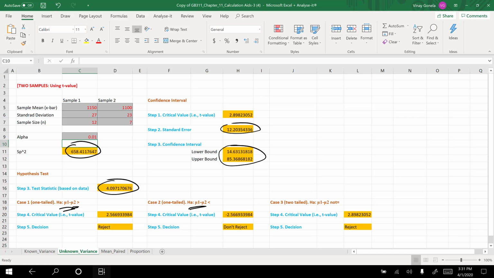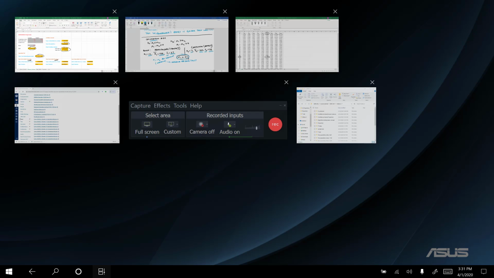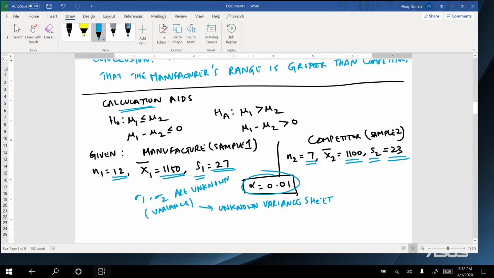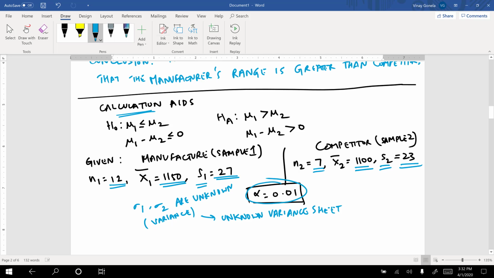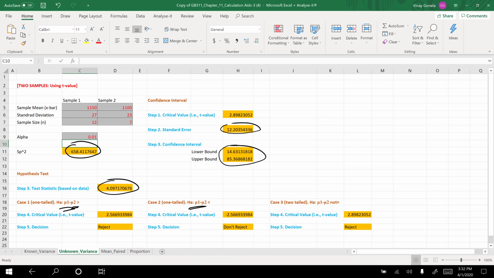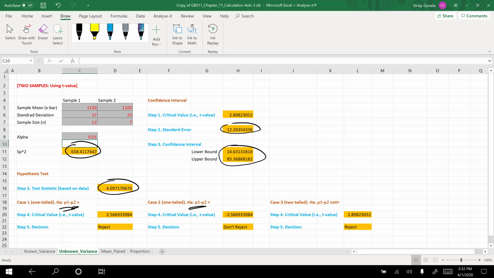So now we go to our hypothesis and look for what is our alternative hypothesis. So our alternative hypothesis is mu1 minus mu2 greater than. So I will go here, and mu1 minus mu2 greater than is this. So I will be using these values. So my critical value would be 2.56 and I reject null hypothesis.